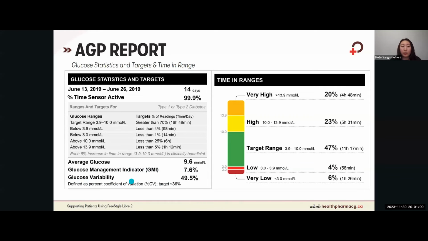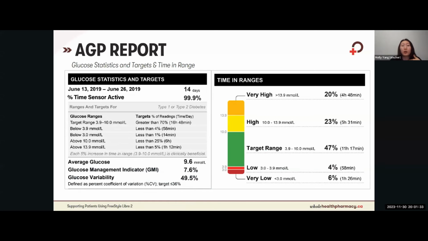And their glucose variability is 49.5%. And glucose variability means how far the patient's readings are from their average glucose. So again, how wide is that blue river? If it's narrow, that means there's low variability. If it's wide, then there's a lot of variability. And for patients, we want to target less variability. Our target is less than 36%, which is seen here.